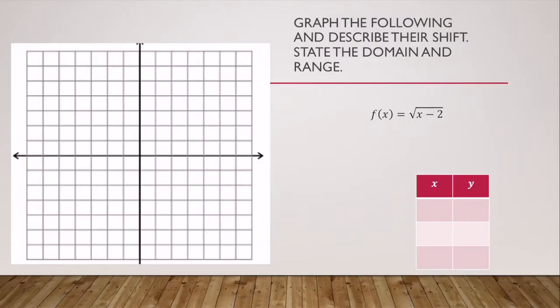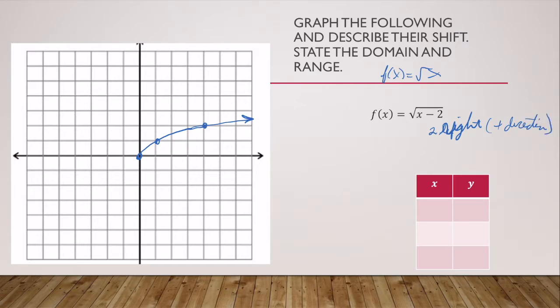So if I have f of x equals the square root of x minus 2, let's go ahead and graph f of x is the square root of x. 0, 1, 4 is 2. It's going to have the same shape, but I know it's going to be shifted horizontally, and I'm telling you it's going to be shifted 2 to the right. It's shifted in the positive direction.